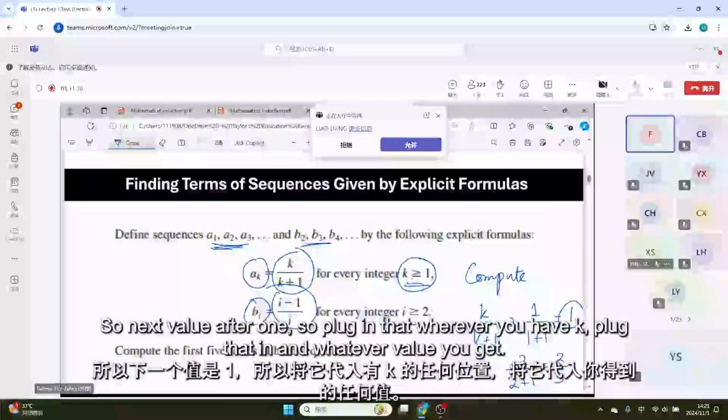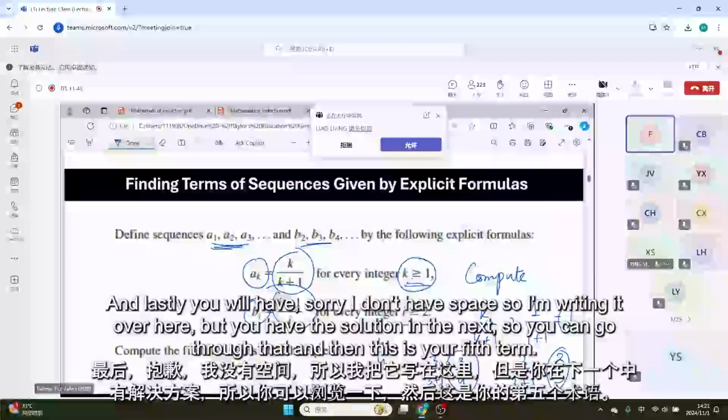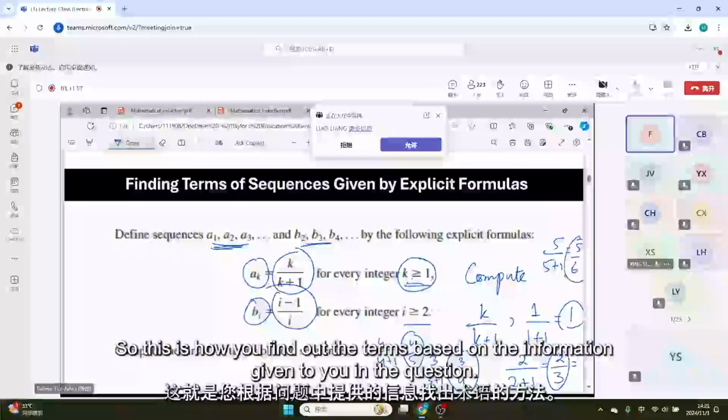And whatever value you get. Okay, after that you have next one is 3, because you have to find out 5 terms. So this is your first term, this is second term, and then you have your third term, then you will have fourth term, and lastly you will have fifth term. Sorry, I don't have space, so I'm writing it over here, but you have the solution in the next line, so you can go through that. And then this is your fifth term. So this is how you find out the terms based on the information given to you in the question.